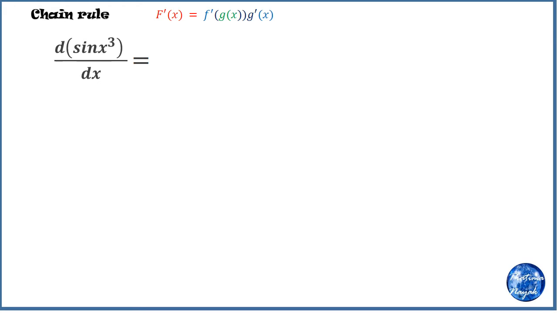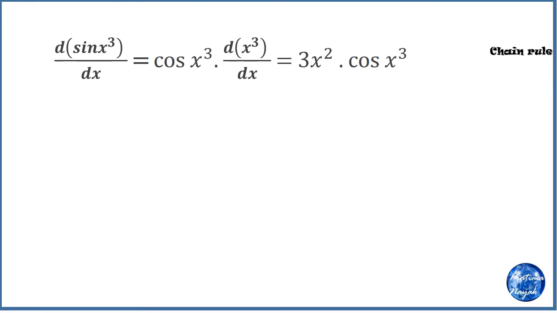Sin of x cube. So I hope you can write now. Yes, you are correct. It will be cos of x cube multiplied by the derivative of x cube. You can try in your copy and compare your result once you have understood. So it will be cos of x cube multiplied by the x cube derivative. So it will be 3x square into cos of x cube.